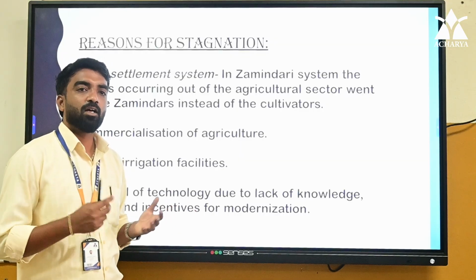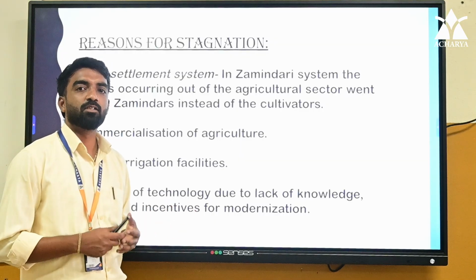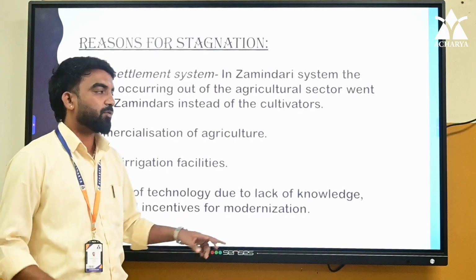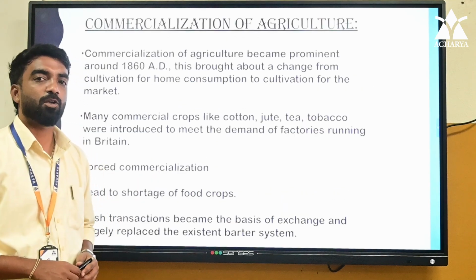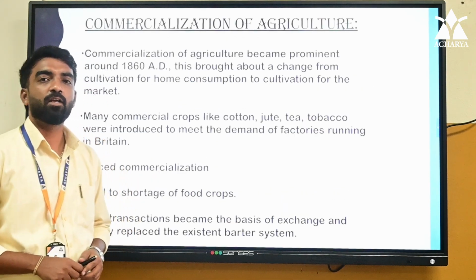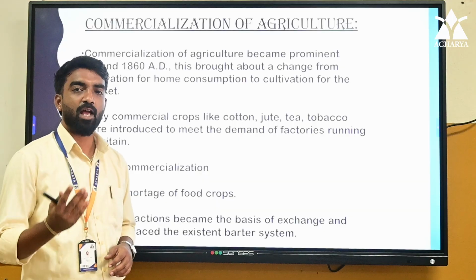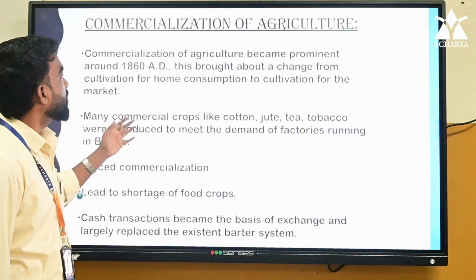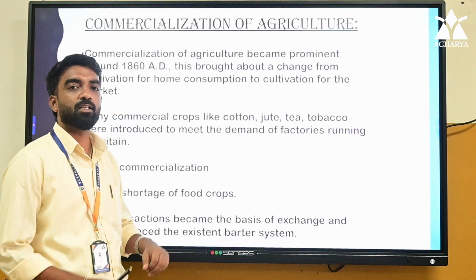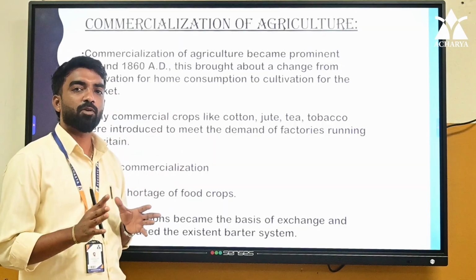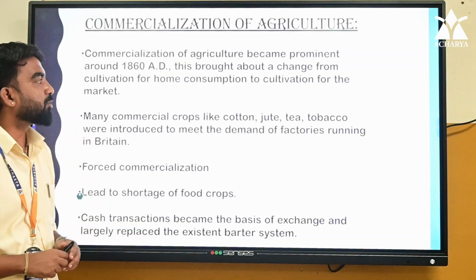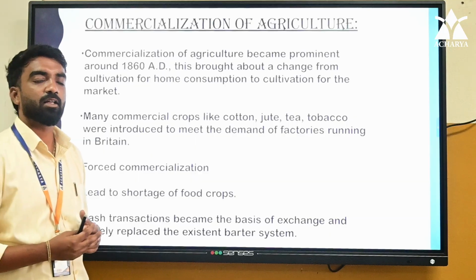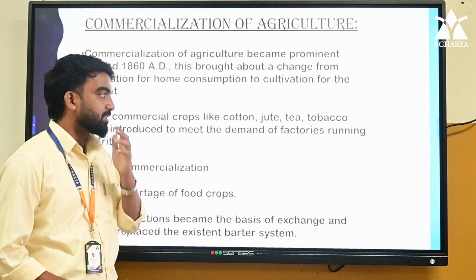Nowadays you can see tractors and many farm equipments used for agriculture. At that time, the technology was outdated. Commercialization of agriculture, as I already explained, has two aspects. One is growing of cash crops and the other is growing for the sale, not for self-consumption. So it became prominent around 1860. That was the time during which the first industrial revolution took place. That is why they forced Indian agriculture to become commercialized agriculture.